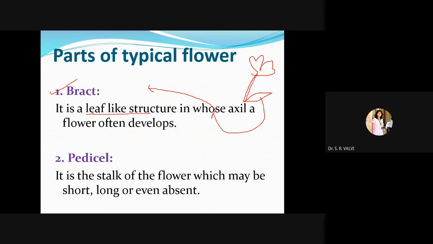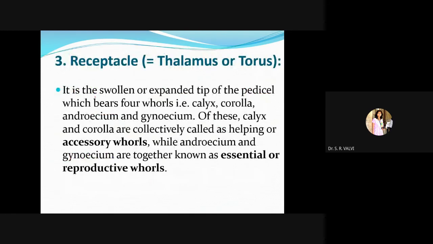So that is nothing but bract. Now pedicel. Pedicel is nothing but what? This portion. Pedicel is the stalk of flower, which may be short, it may be long, or even absent. If it is present, we call it a pedicellate flower, and if the pedicel is absent, we call the flower a sessile flower. Now, the next part is receptacle, right?